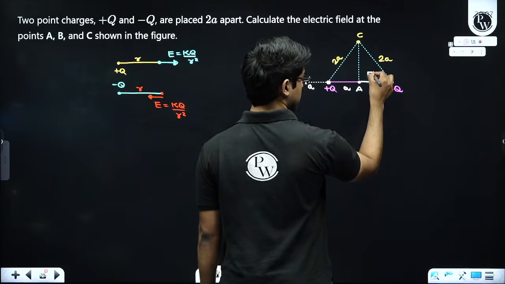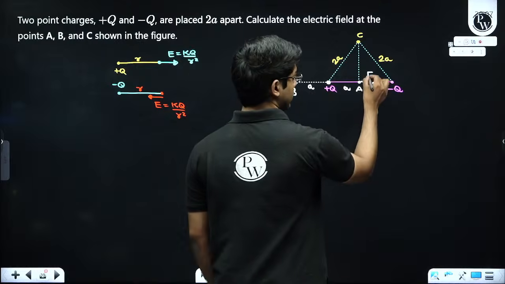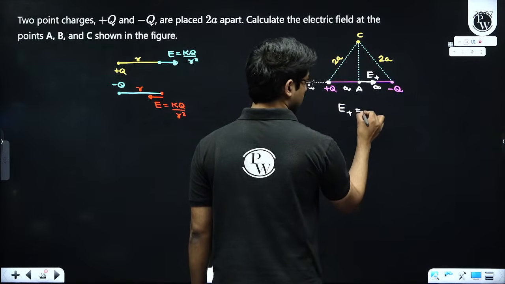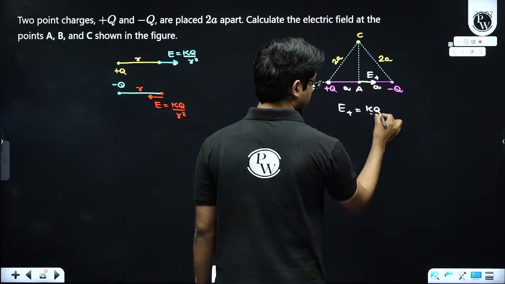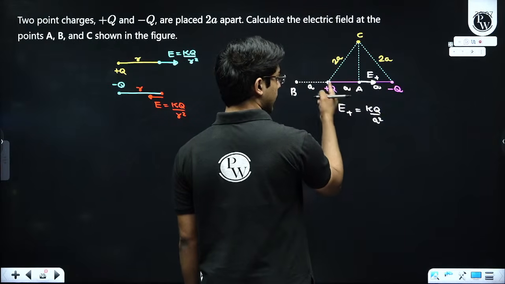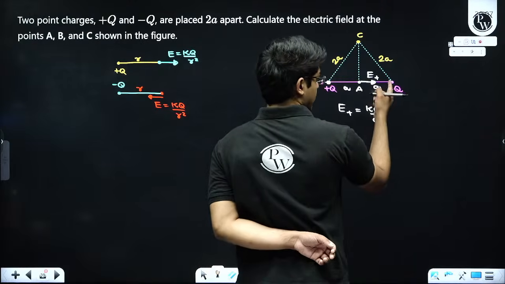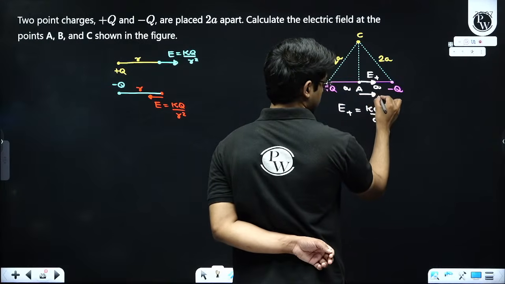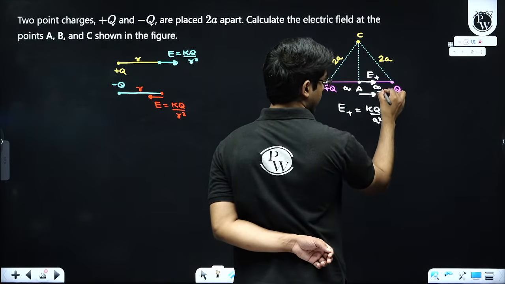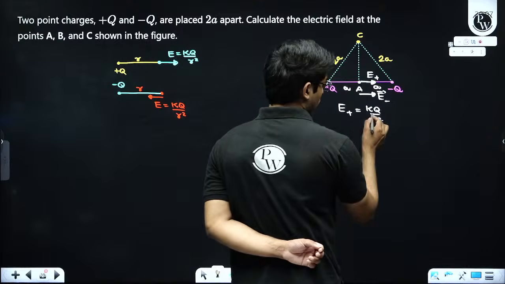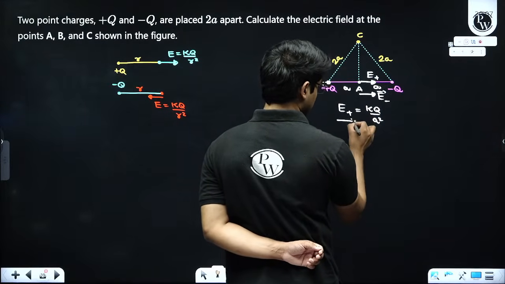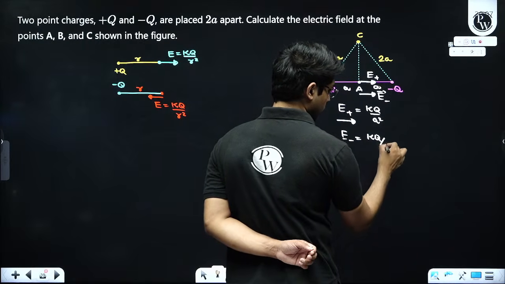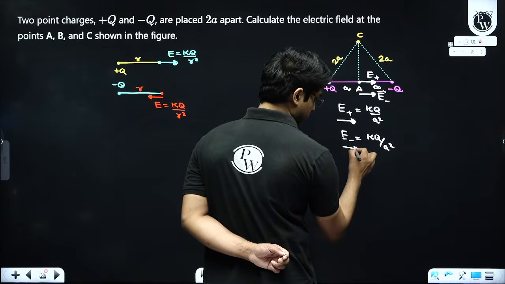So let's call it E plus, not F. E plus will be kq divided by a square, right? Because this distance is a away. And E minus, due to the minus charge, the field will be radially inward, so it will also be to the right. This is the electric field due to the negative charge. E plus is to the right. E minus, its magnitude is kq by a square, and this is also pointing in the right direction.